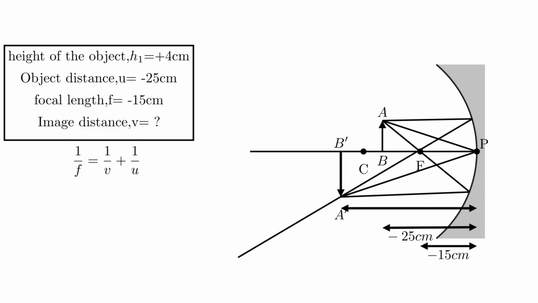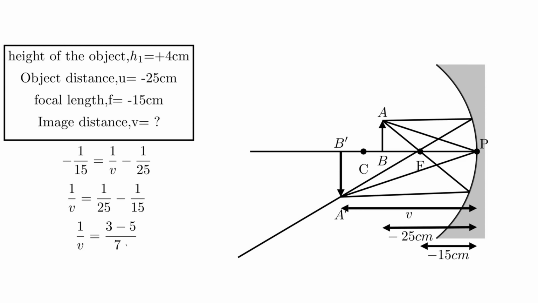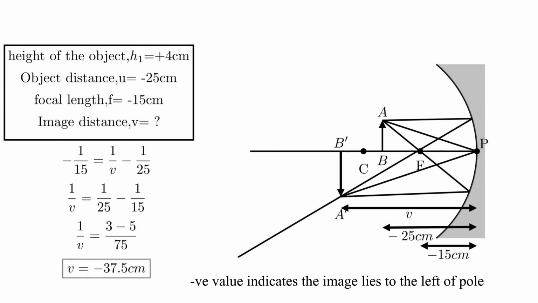Putting the values in the mirror formula, we have minus 1 upon 15 equals 1 upon v minus 1 upon 25. On transposing, we get 1 upon v equals 1 over 25 minus 1 upon 15. On taking LCM, we get 1 upon v equals (3 minus 5) over 75, which equals minus 2 over 75. On taking reciprocal on both sides, we get v as minus 37.5. Negative sign indicates that the image lies left to the pole, which can be verified by the ray diagram.